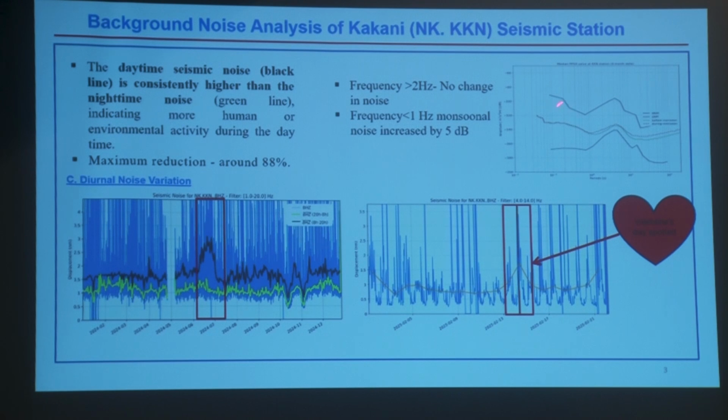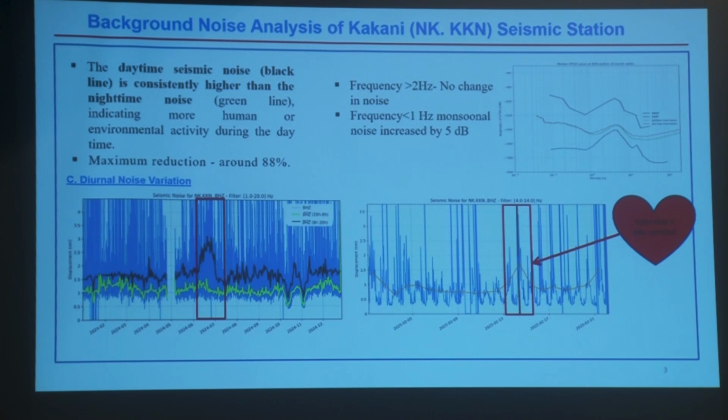Here, a seasonal variation is observed. In the greater frequency range, there doesn't exist any difference between before monsoon and during monsoon noise levels. However, in the lesser frequency, about 5 to 10 decibel difference is observed.